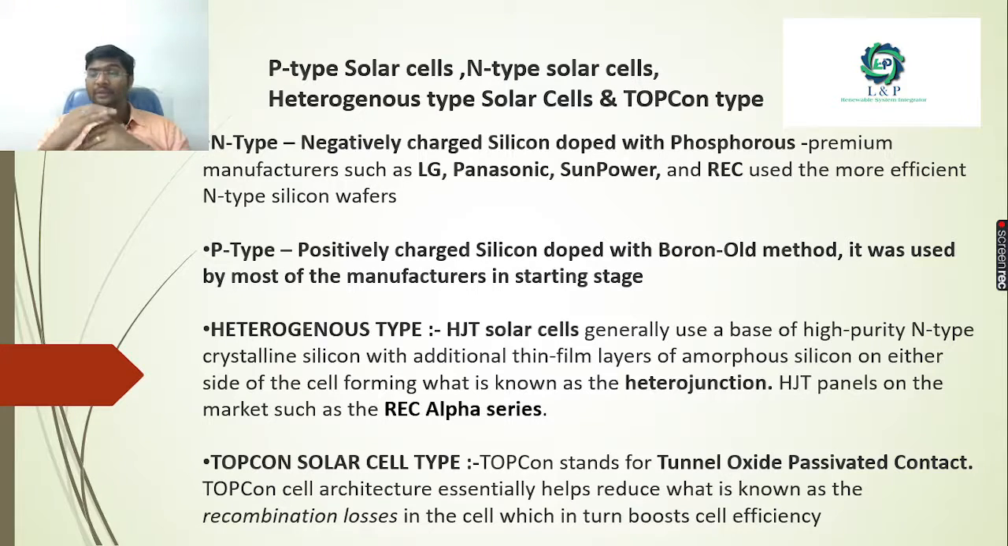The next type is the heterogeneous type. In this one, generally we use a base of high purity n type crystalline silicon with an additional thin layer of amorphous silicon on either side of the cells. We have images, so we will show you so that you will have more clarity on the different types of these solar cells. Also, one more new technology which has arrived is TOPCon solar technology. TOPCon stands for tunnel oxide passivated contact. This cell architecture helps to reduce recombination losses in the cells, which in turn boosts the cell efficiency. And for the heterogeneous type, one of the best examples is the REC Alpha series.